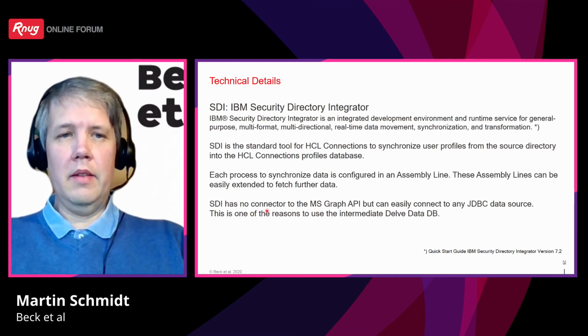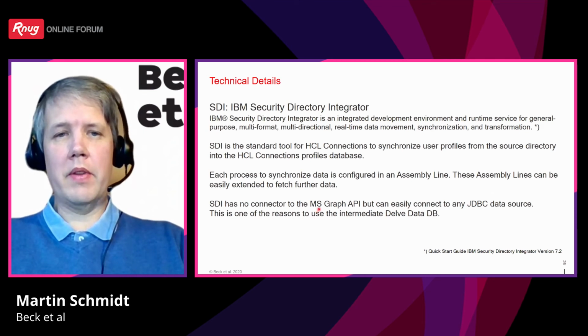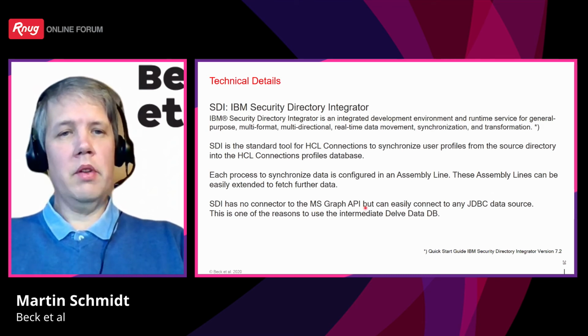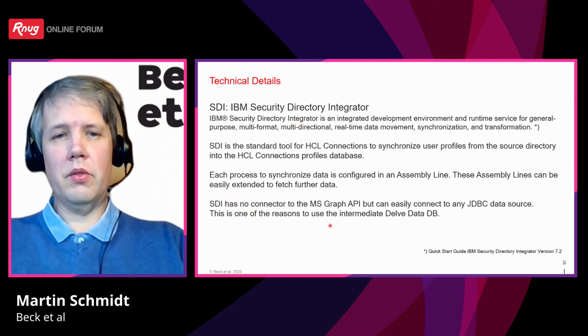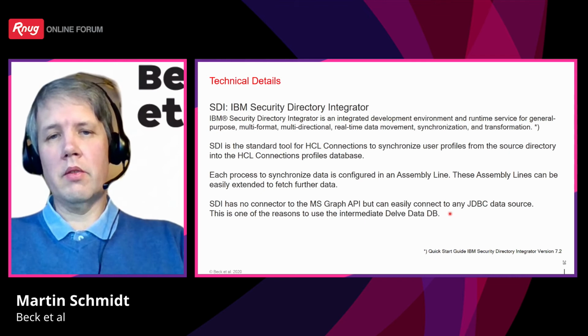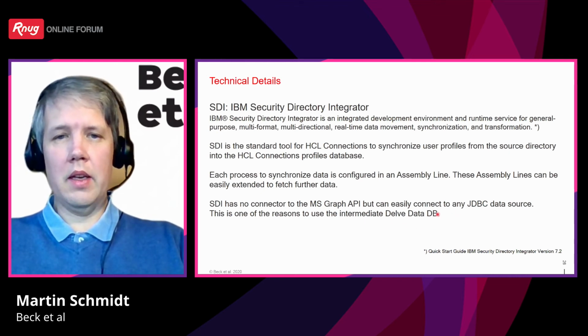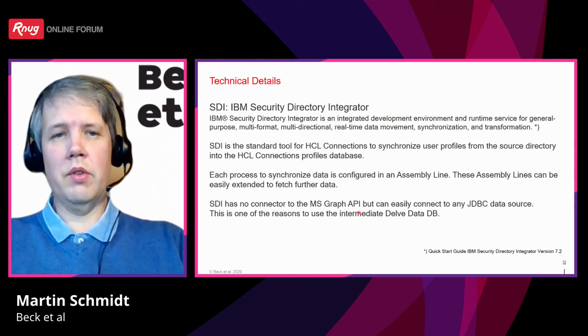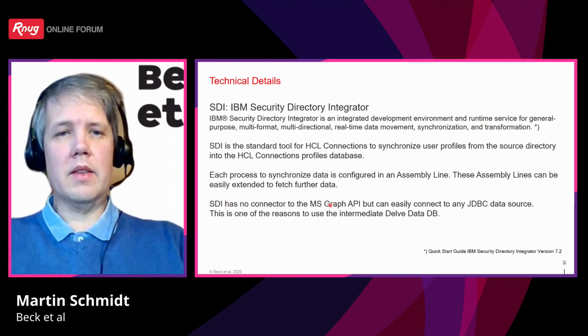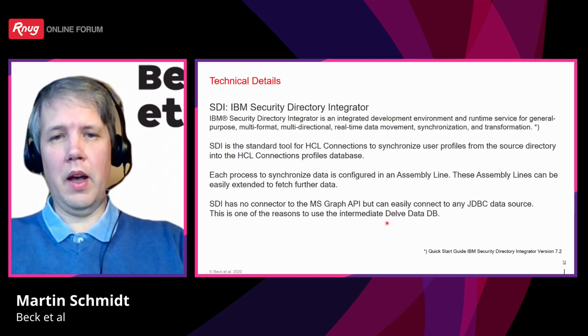TDI or SDI has no direct integration of the MS Graph API. I could have programmed one, but I decided to use an asynchronous process. First, I use one synchronization to synchronize the data into a so-called Delph data database, and then in SDI, I choose the JDBC data source, so I just connect to this database and retrieve this information. In this case, the SDI is much faster because the MS Graph API is not the fastest API to use.